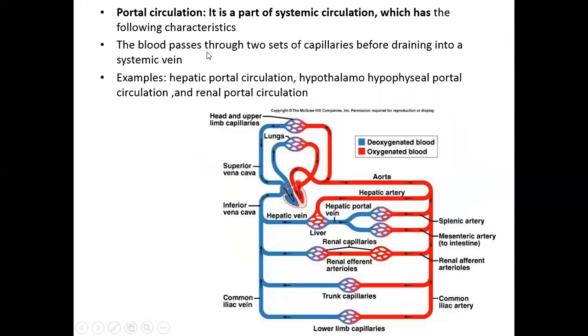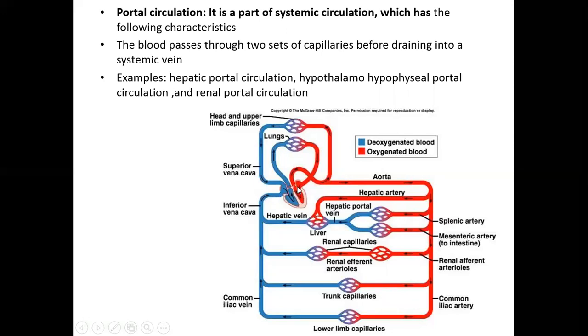Now, another circulation which is seen in the body is portal circulation. Portal circulation is a part of systemic circulation. Here, there are some peculiarities. Now, this is the normal way how the blood passes through the artery. It reaches the capillaries. Now, from the capillaries, it is going to the veins and reaching the heart.